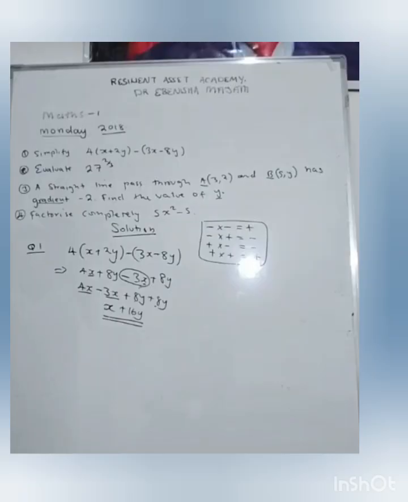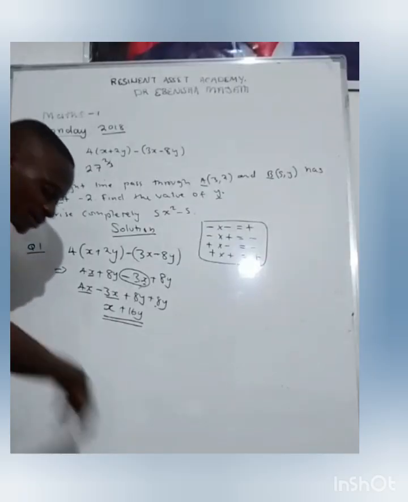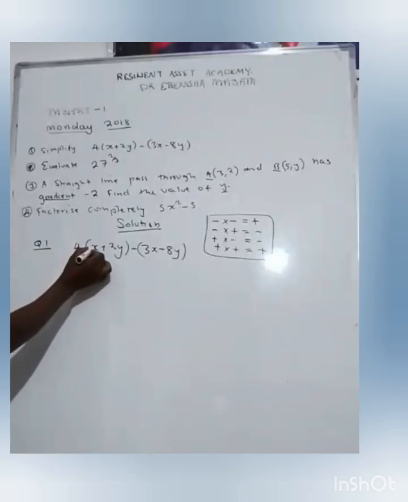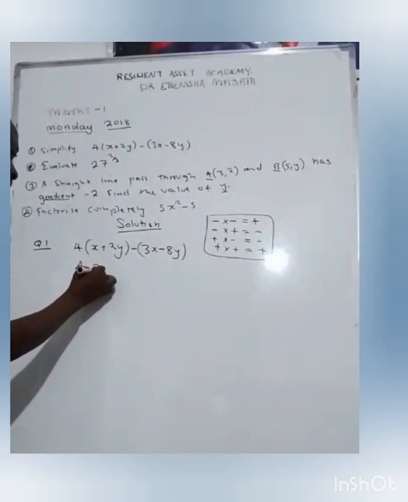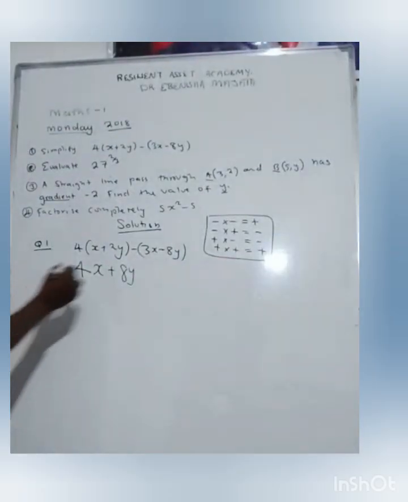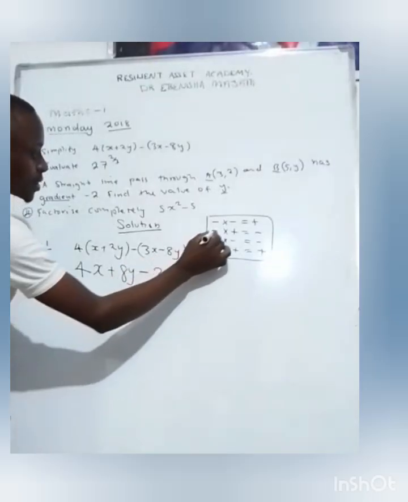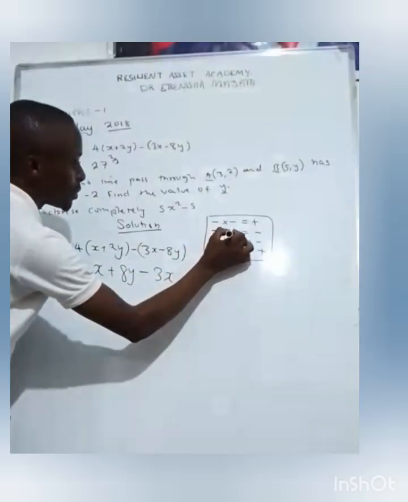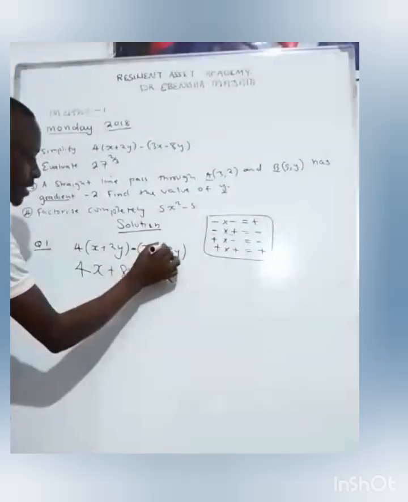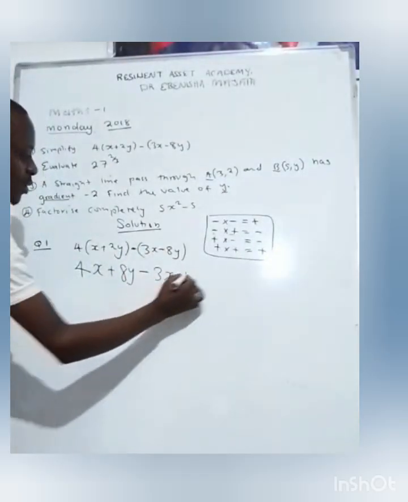For the sake of having challenges, here you have 4, then inside you have x plus 2y. So you multiply 4 times x, it is 4x. 4 times 2y, it is 8y. The negative is just the negative, because here we say the minus and the positive will give us what? Minus. So negative times negative is positive.